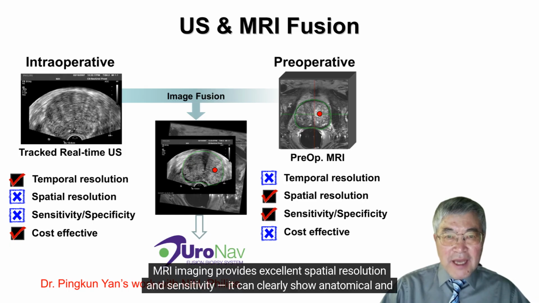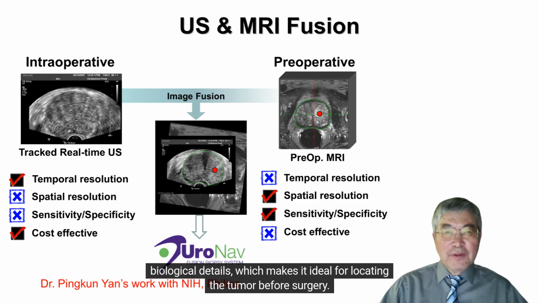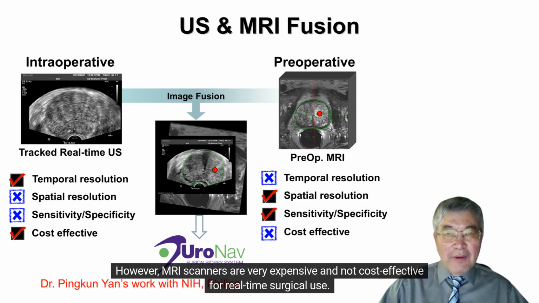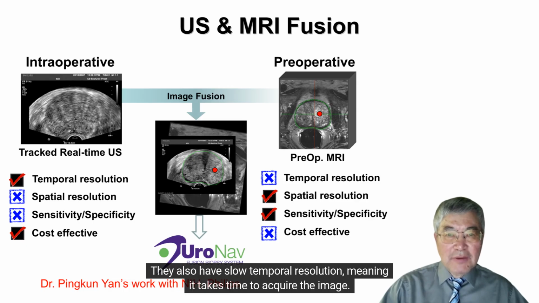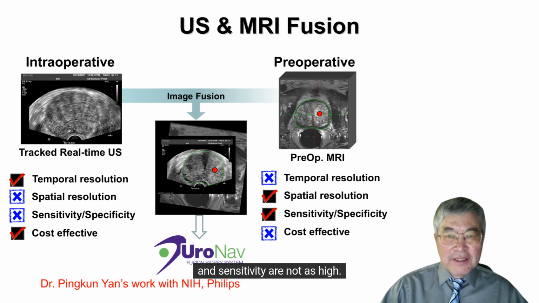MRI imaging provides excellent spatial resolution and sensitivity. It can clearly show anatomical and biological details, which makes it ideal for locating the tumor before surgery. However, MRI scanners are very expensive and not cost-effective for real-time surgical use. They also have slow temporal resolution, meaning it takes time to acquire the image. On the other hand, ultrasound imaging is fast, inexpensive, and easy to use in real time, but its spatial resolution and sensitivity are not as high.